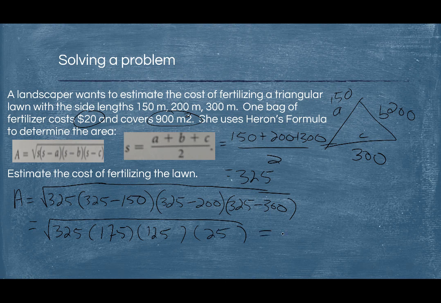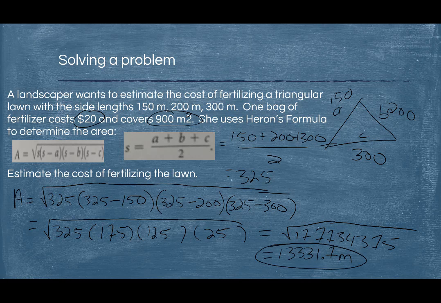I'm still going to take the time and keep that square root sign there, and I'm just going to multiply those four numbers, 325 times 175 times 125 times 25, and it gives me 177,734,375. Ooh. Let's get that square root going. I'm going to hit the square root button, and it gives me a total area of 1,333.7 meters. I rounded that off at the end.